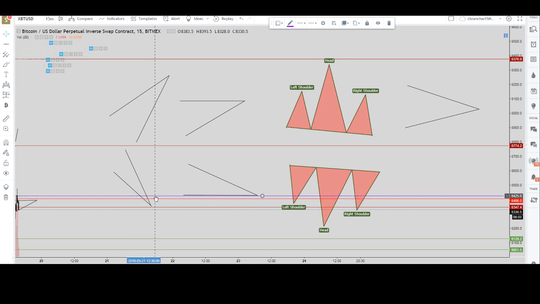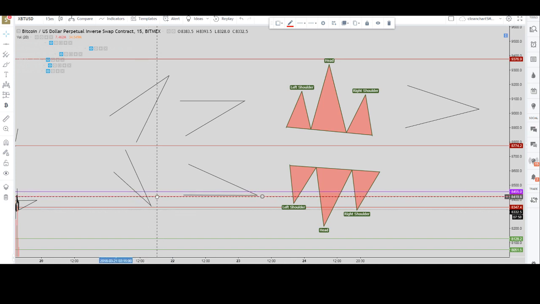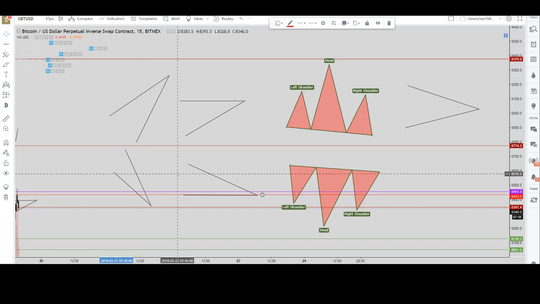And then the third scenario is to play the breakout. So you get a breakout candle here, and you put your stop loss back inside the formation. Okay, that's how we do a falling wedge.